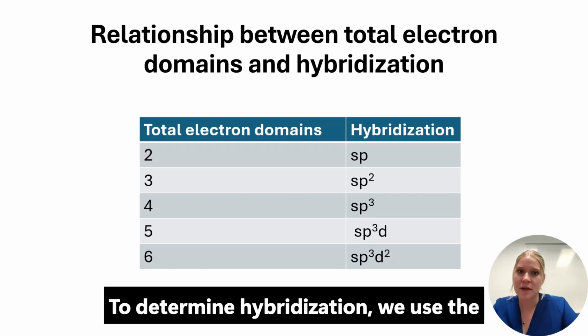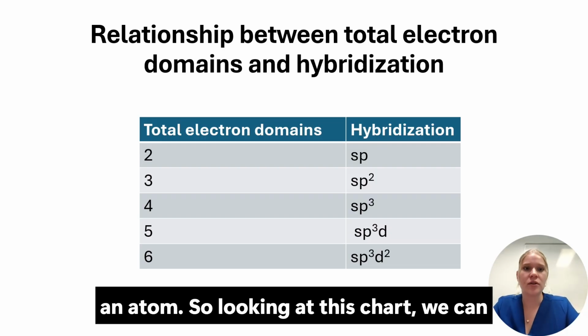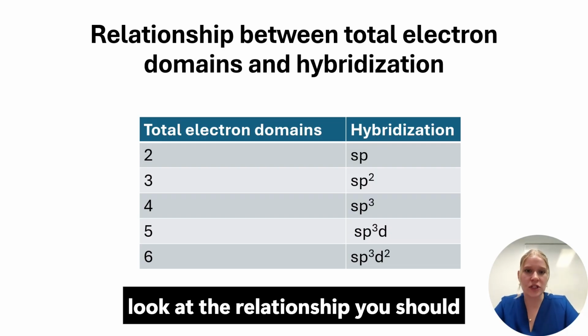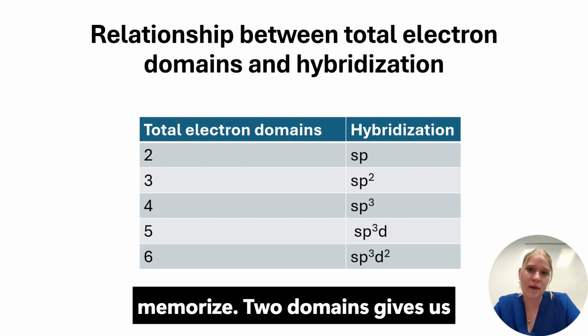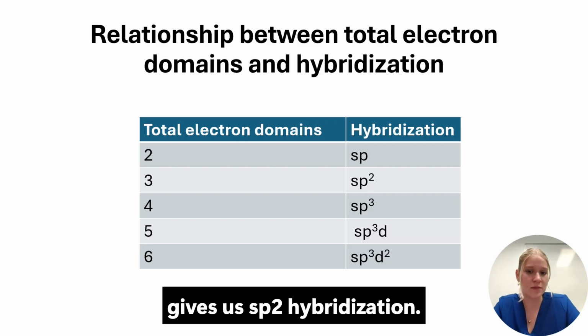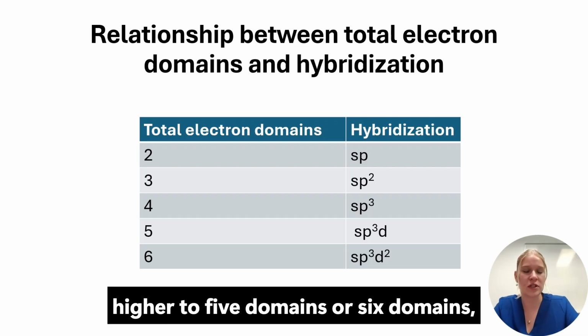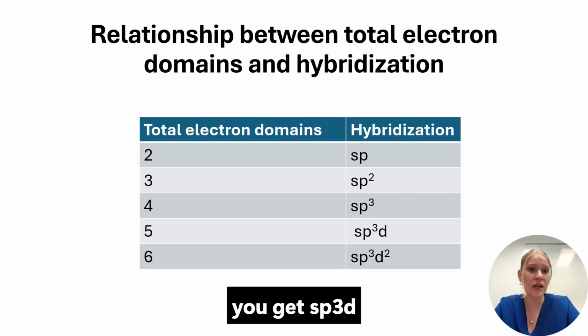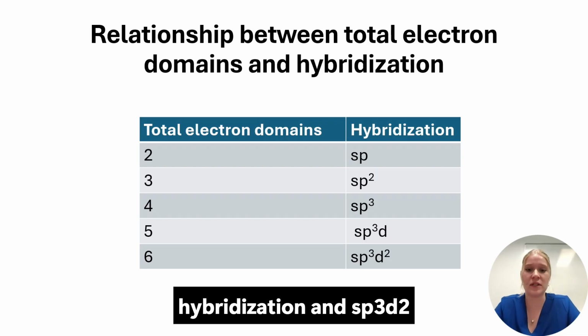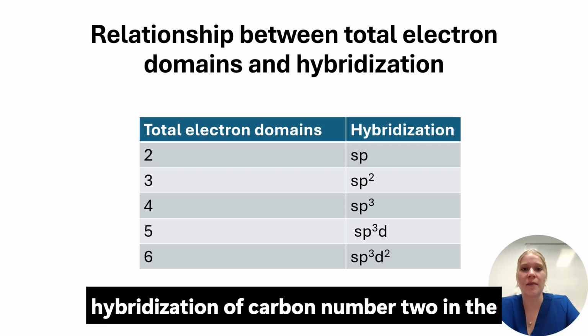To determine hybridization, we use the total number of electron domains around an atom. So looking at this chart, we can look at the relationship you should memorize. 2 domains gives us sp hybridization, 3 domains gives us sp2 hybridization, 4 sp3, and if we go even higher to 5 domains or 6 domains, you get sp3d hybridization and sp3d2 hybridization. Keep this table in mind because I want you to find the hybridization of carbon number 2 in the next molecule.